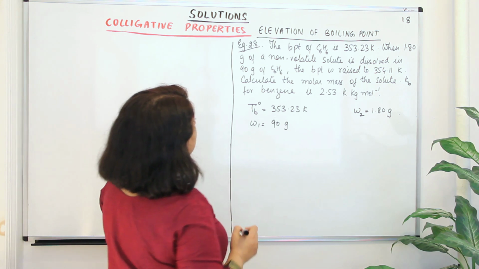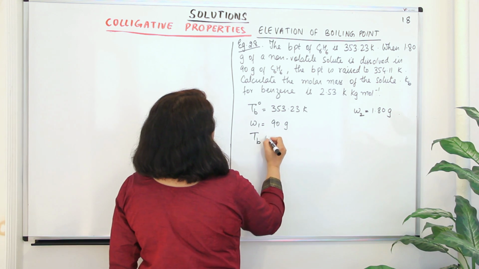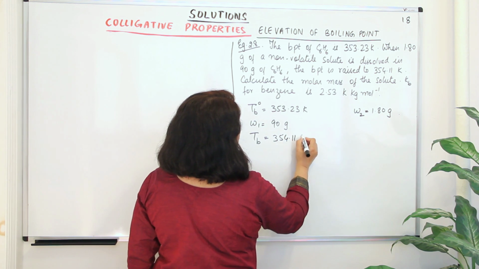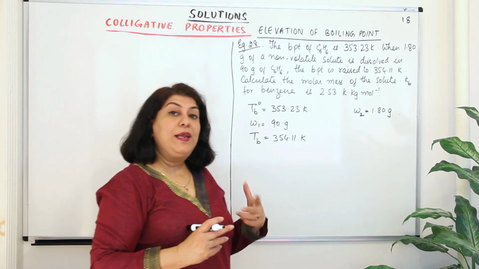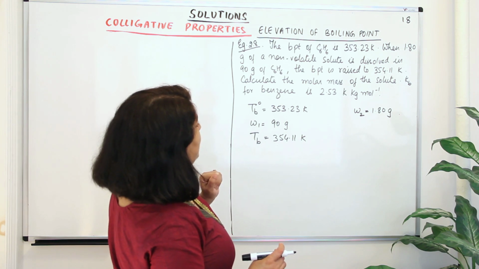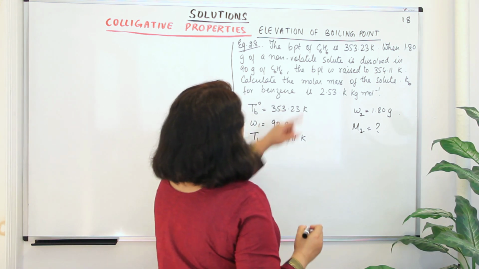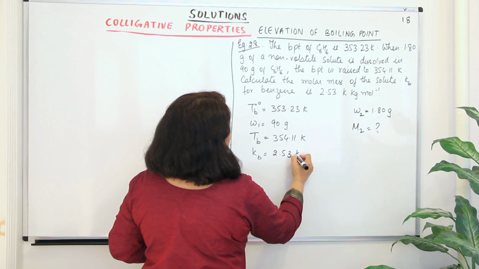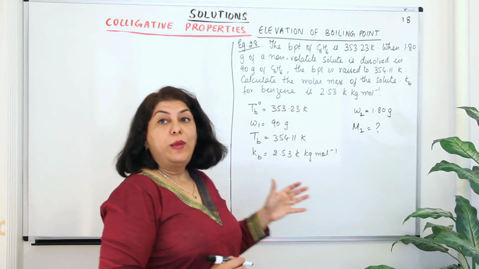And the boiling point is raised. So the boiling point of benzene is raised, so Tb final is raised to 354.11 Kelvin. So we see that Tb naught and Tb are given to us. Therefore, we can calculate delta Tb from this. So let us read the rest of the question. You have to calculate the molar mass of the solute, that is M2 is to be calculated. And Kb for benzene is also given to us, which is equal to 2.53 Kelvin kg per mole. So now we know what all values we have.